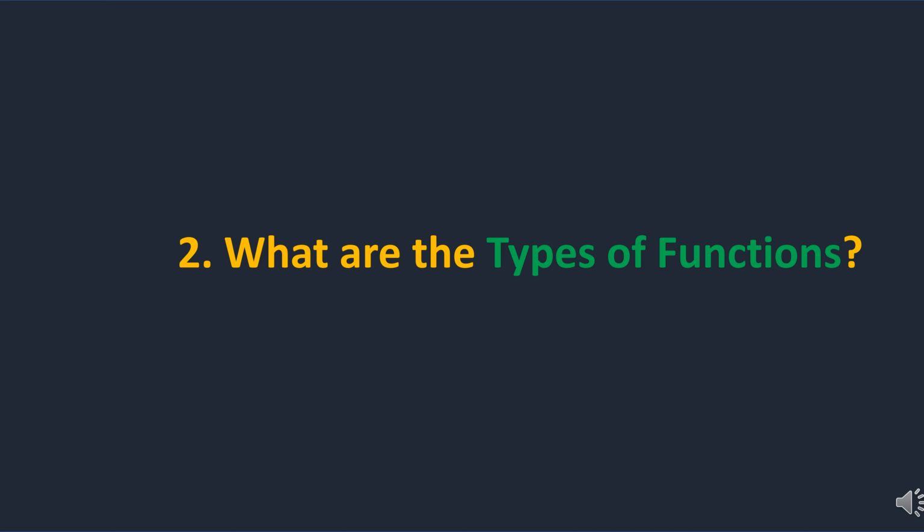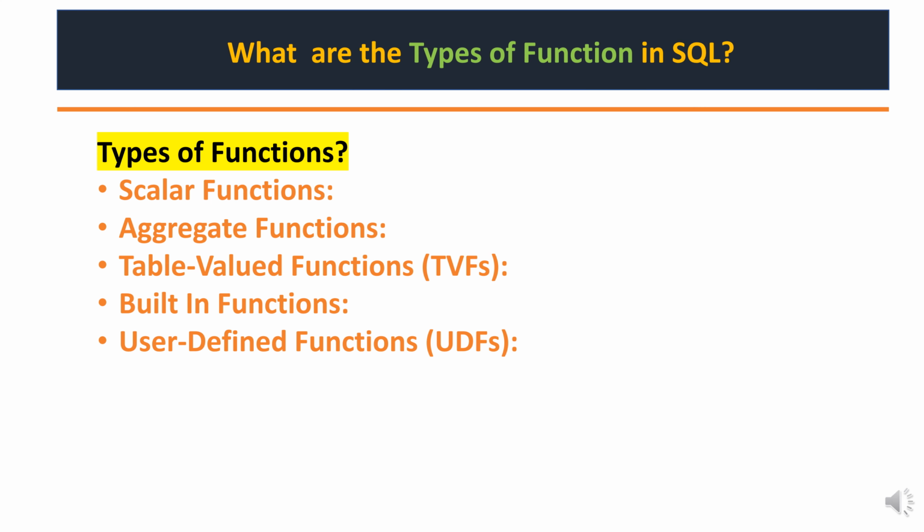What are the types of functions in SQL? What are the types of functions available in SQL? We have five major types: scalar function, aggregate function, table valued function, and along with that we have built-in functions. Built-in means predefined functions provided by MS SQL. Also, we have user defined functions. When I say user defined, it means it's defined by us, created by us. Okay, we'll see them one by one now.